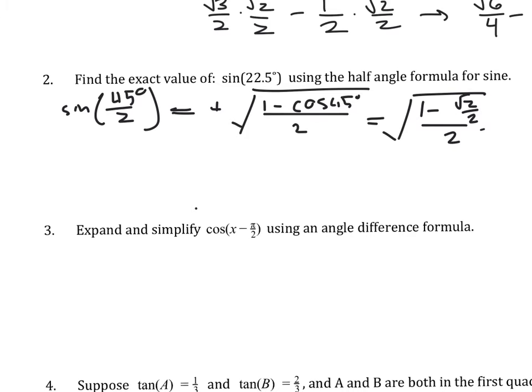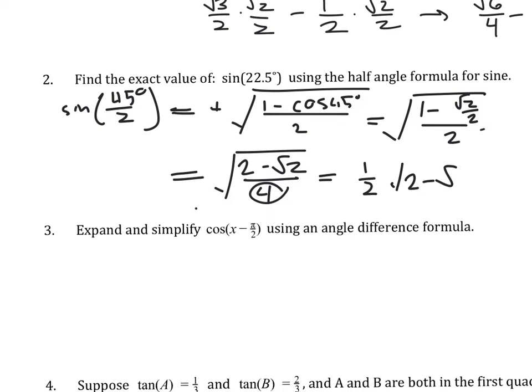That's not as simple as you can make it. With a little more jumping through hoops, you can get it down to something like this. The square root of 4 in the denominator means you can take that 4 out, and you'd end up with 1/2 square root of 2 minus root 2, which is a pretty kooky thing. We've got a root inside a root.